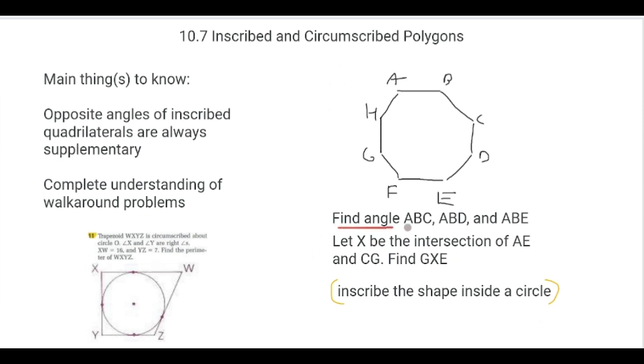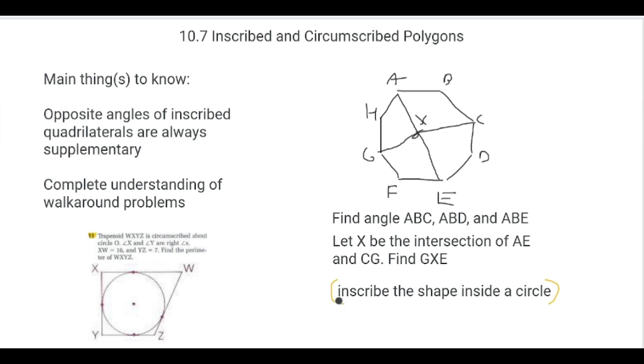So you need to find angle ABC, the measure of this angle right here. ABD, the measure of this angle created right here. And then ABE, so this angle right here. And then one more problem. So X is the intersection of AE and CG, and this point right here is X. And what we need to do is find GXE.